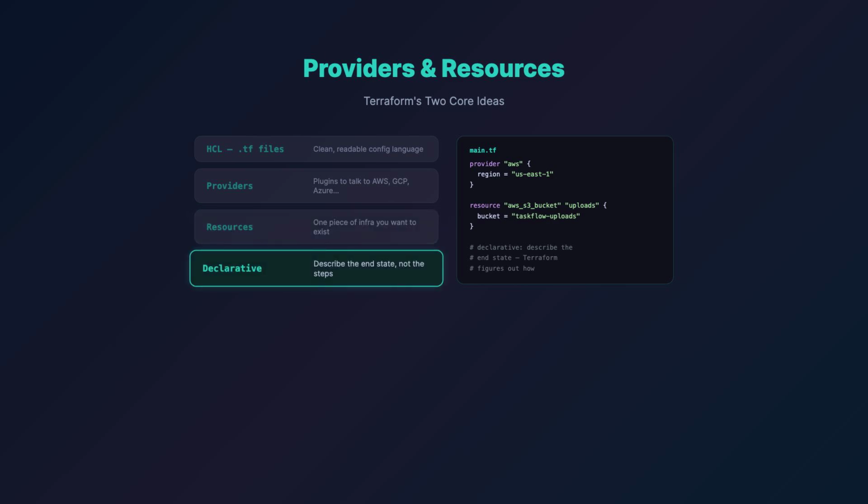And here's the key mindset. Terraform is declarative. You don't write steps like create this, then that. You describe the end state you want, and Terraform figures out how to get there. You say, I want a bucket named this with these settings. Whether it needs to create it, update it, or leave it alone, Terraform works that out by comparing your code to reality.